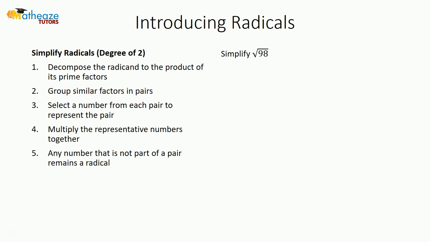Another example, 98. Let's decompose it to 2 and 49, 7, 7. So 98 is 2 times 7 times 7. This is a pair right here. So the square root of 98 is 2 times 7. 2 is not part of a pair, so we'll put a square root sign there. The way we write it is we use the integer, the free number, on the left hand side of the radical. So the square root of 98 is 7 square root of 2.